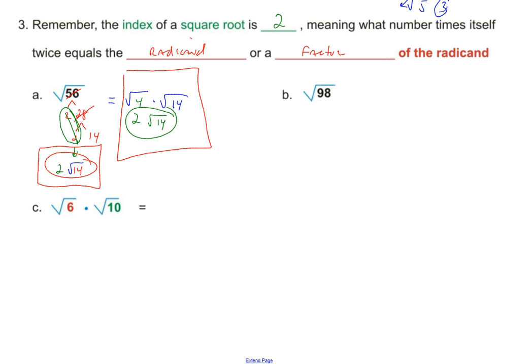Here's the point, though. If I'm doing a square root, how many of the same factor do I need? 2. If I were doing a cube root, how many of the same factor would I need? 3. Cube roots are different, right? What number times itself 3 times? All right, so let's keep going in this thought. So here, when I get to the next one, and I'm going to do 98, I'm going to start factoring it. And how many of the same factor am I looking for? 2.